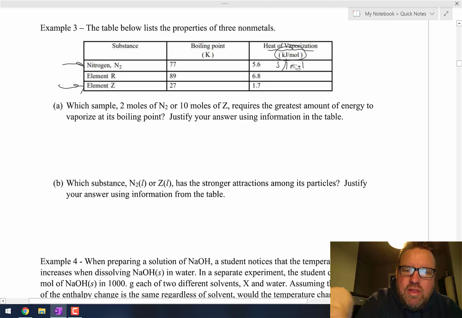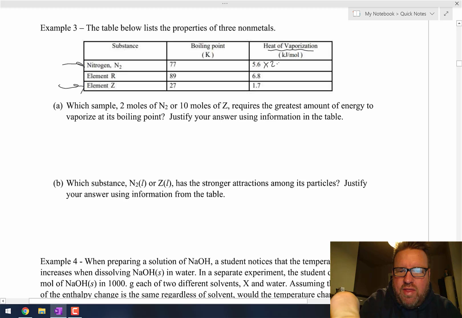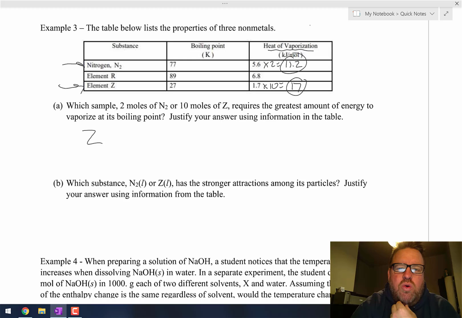So again, these are kilojoules per 1 mole. If you have 2 moles of nitrogen, you'd have to multiply that by 2. That equals 11.2. And then for Z, if you have 10 moles of Z, you've got to multiply that by 10. That equals 17. So which sample requires the greatest amount of energy to vaporize? Absolutely Z would. And how would you justify that? Simply by saying that Z would require 17 kilojoules of heat, whereas nitrogen would only require 11.2.